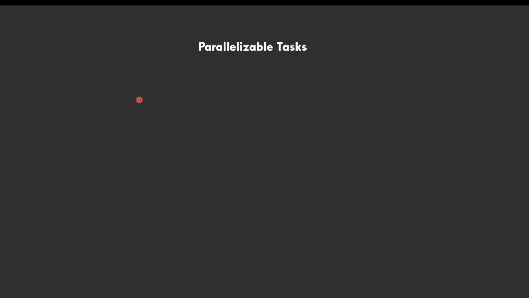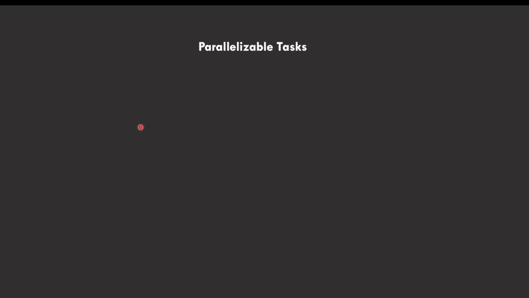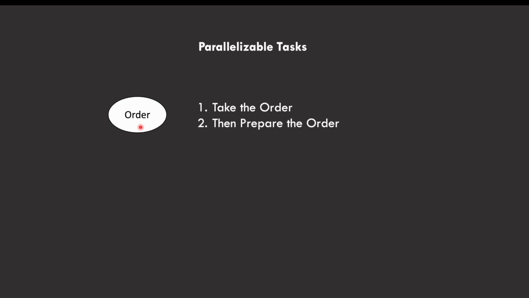Now these are the exact opposite of inherently sequential tasks, as these are tasks that can be executed parallelly. These tasks are not dependent on one another. They do not need to wait for each other to finish, right? In case of our restaurant example, we have the order. Now I know what you're thinking. The order is a sequential task, right? And you're correct. The order has 2 steps: take the order and prepare the order.